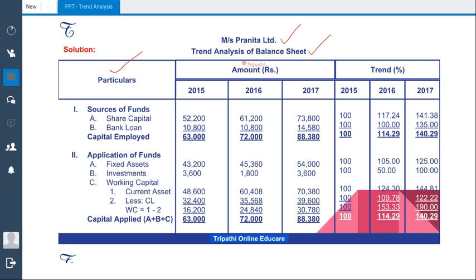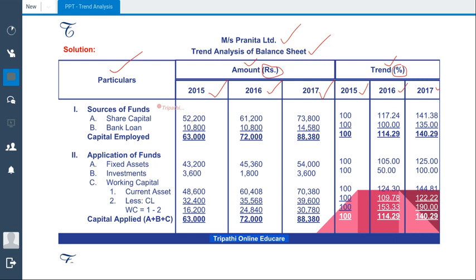Under amount also we will have three sub columns for all the 3 years, that is 2015, 16, and 17. Same way, under the trend column again we will have three sub columns for 2015, 16, and 17. We will have to follow the vertical financial statement format.